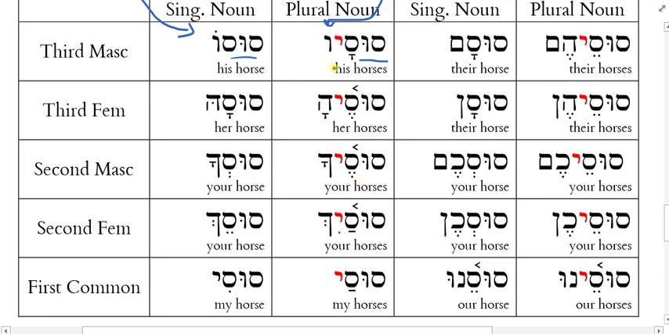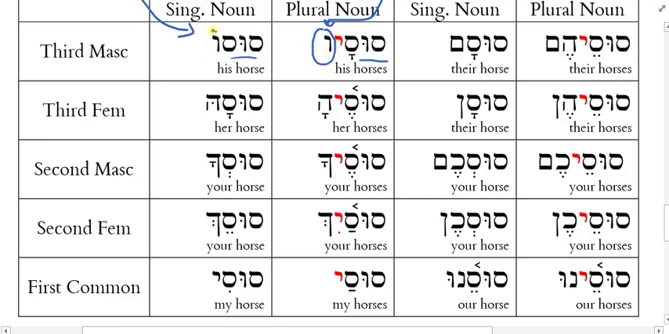So, look at the way to say his horses. This is pronounced susav. Susav. That yod is a silent yod here in this one form. You're going to hear the yod ending in all the other forms. But this is silent. So it's not susaiv, it's susav. So it's going to be written, but it won't be pronounced. The pronoun is the vav.